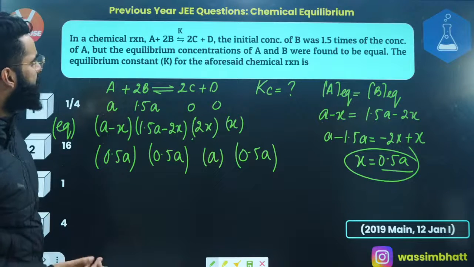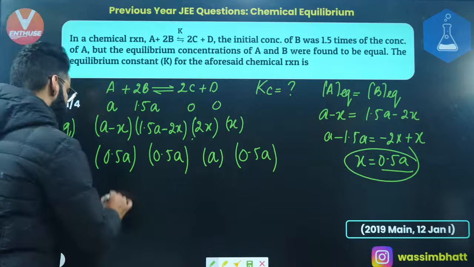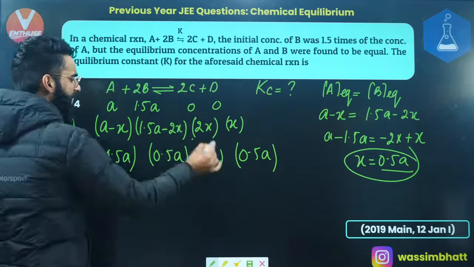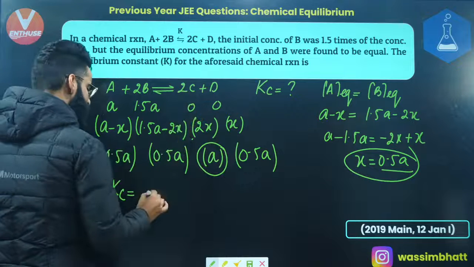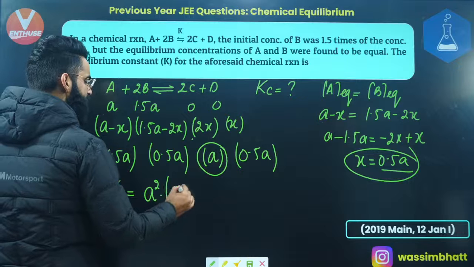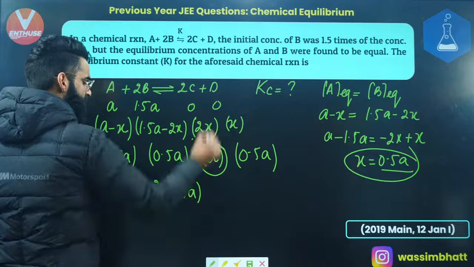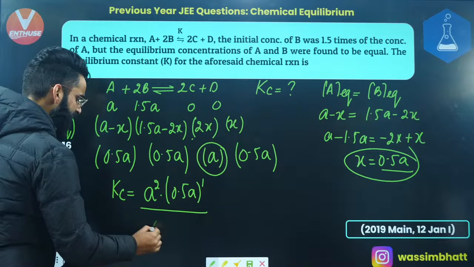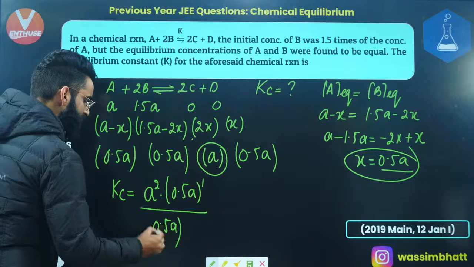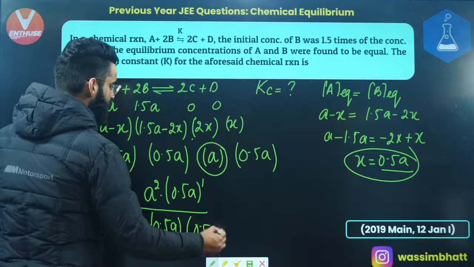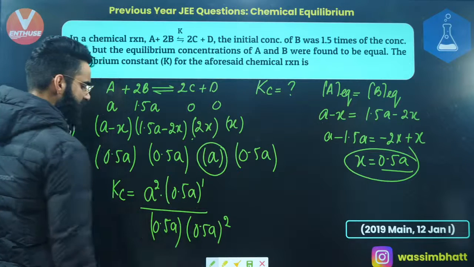What do I need to get? I need to get the value of Kc. If you want to write the expression for Kc, it's going to be the concentration of C at equilibrium raised to the power 2, so it's a square, times the concentration of D at equilibrium, that is 0.5a raised to its stoichiometric coefficient, that's 1, divided by the concentration of A at equilibrium, which is 0.5a raised to its stoichiometric coefficient, that's 1, times the concentration of B, which is 0.5a raised to its stoichiometric coefficient, that's 2.